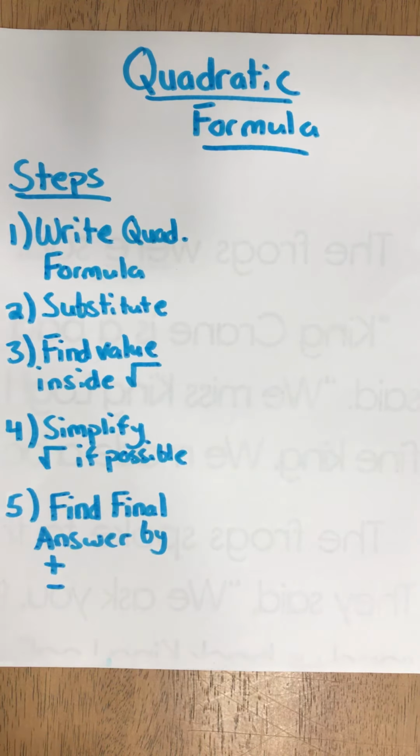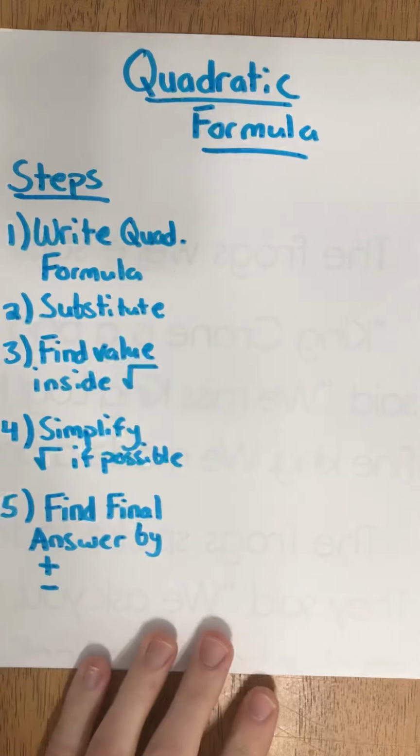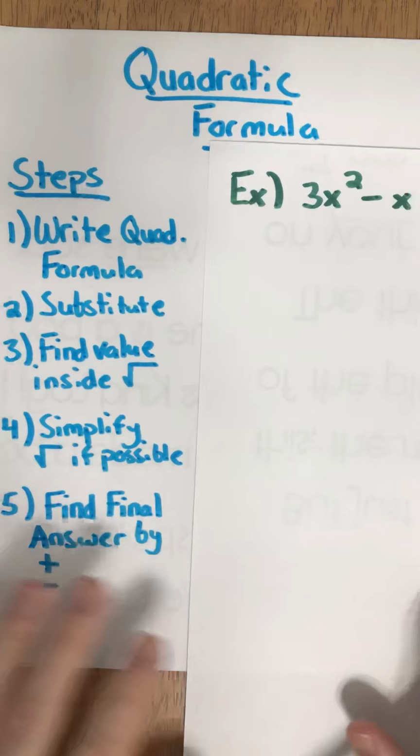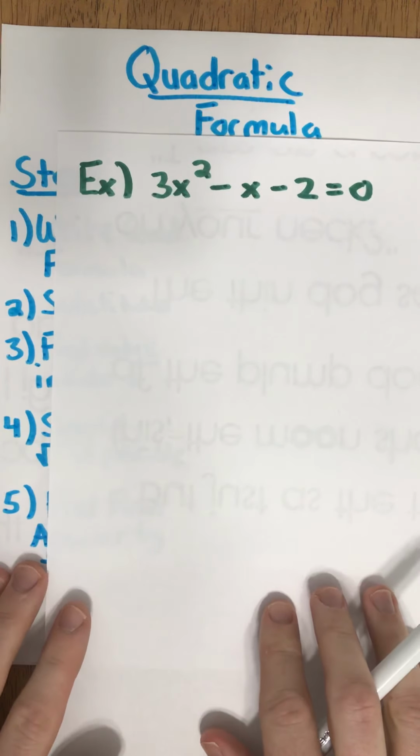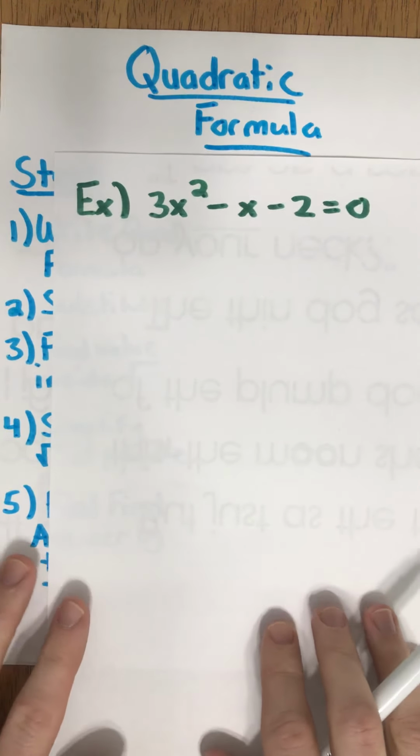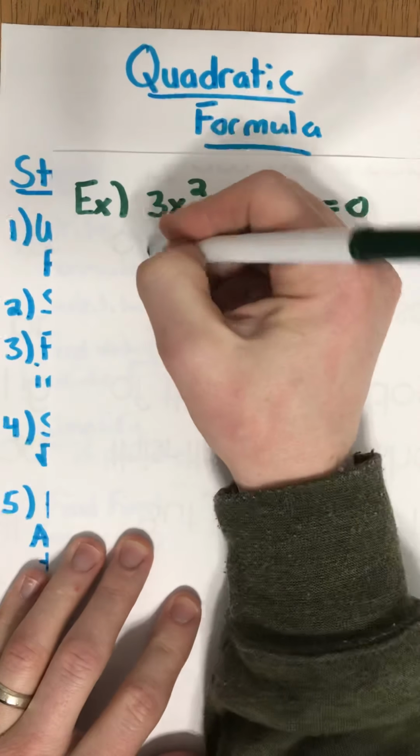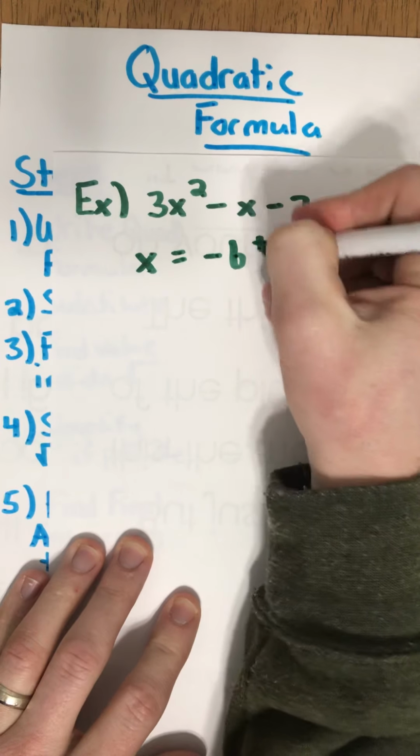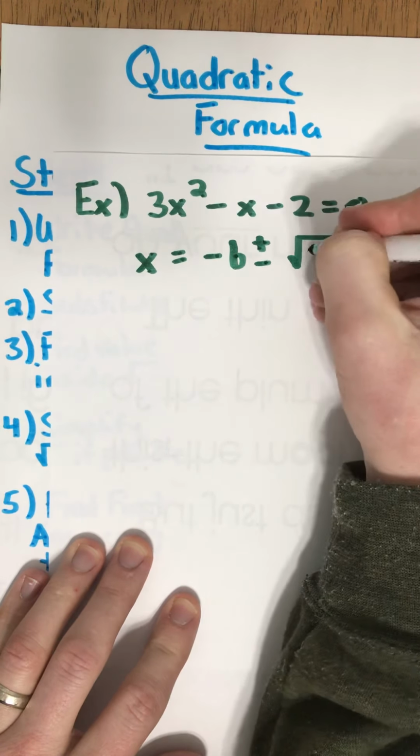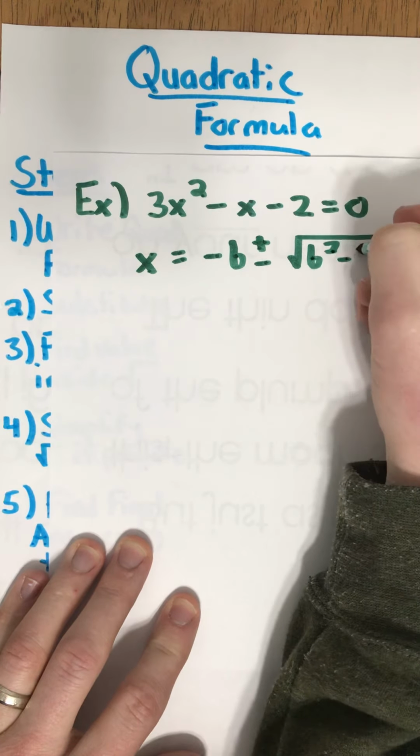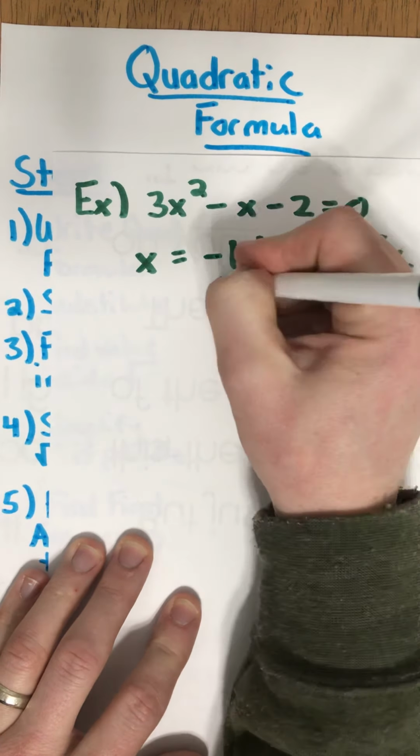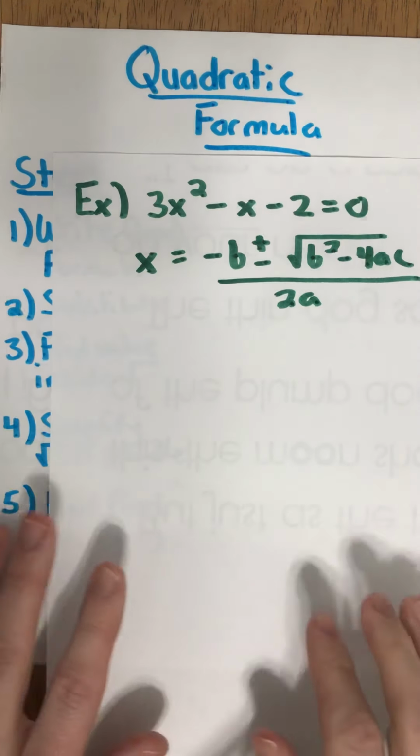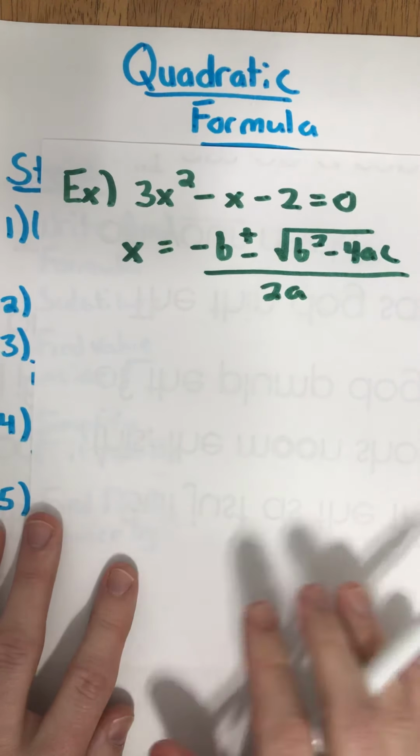All right, step one is we are going to write the quadratic formula. So in my first example here, I have 3x squared minus x minus 2. So the first thing I'm going to do is just write the quadratic formula, which is x equals negative b plus or minus the square root of b squared minus 4ac, divided by 2a. All right, so that's step one. Should be a nice, easy step for everybody.